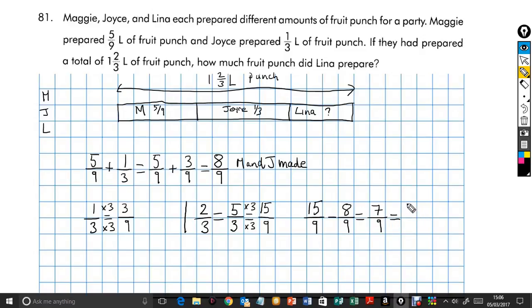So Lina made 7 ninths of a litre. Should we just check if we can simplify that any more? Is there a number that we could divide neatly into both top and bottom? No, there isn't. So that's it. That's our answer.